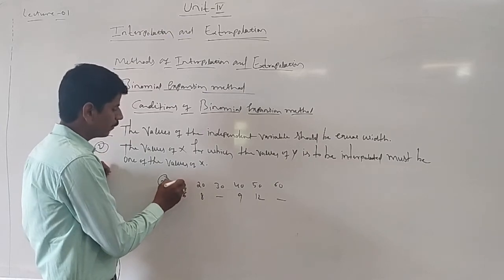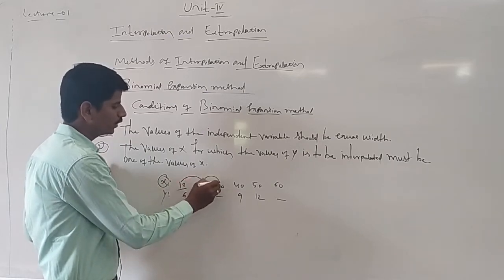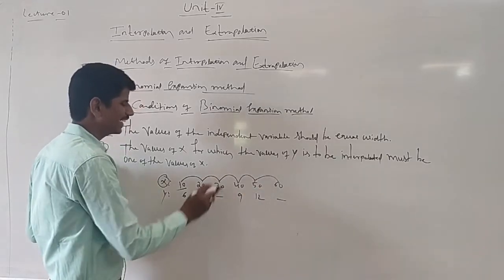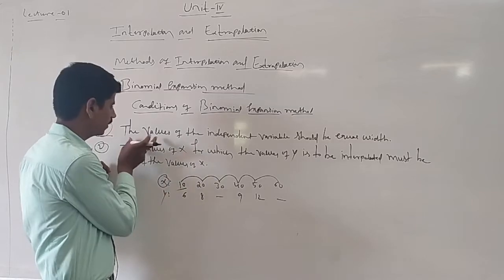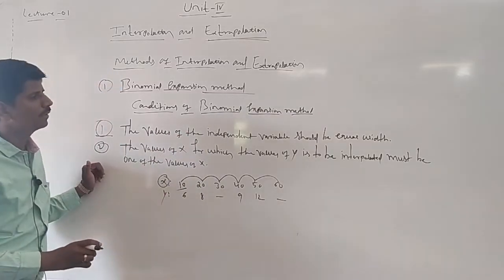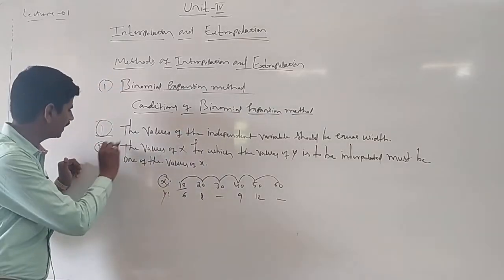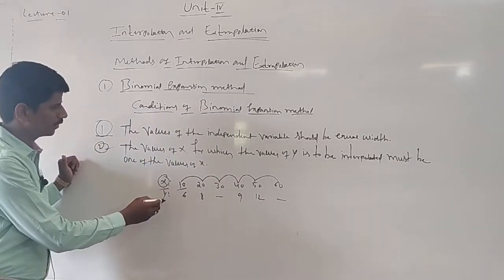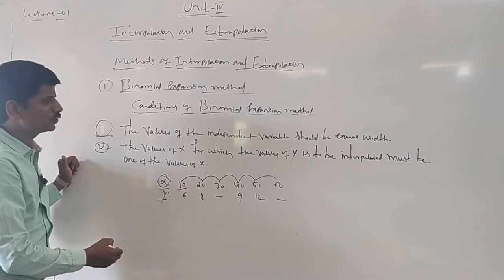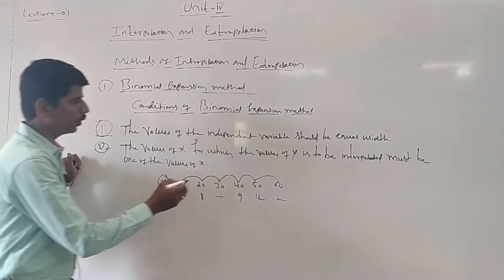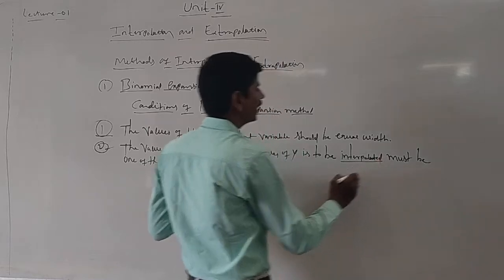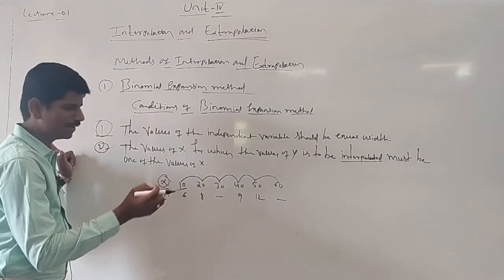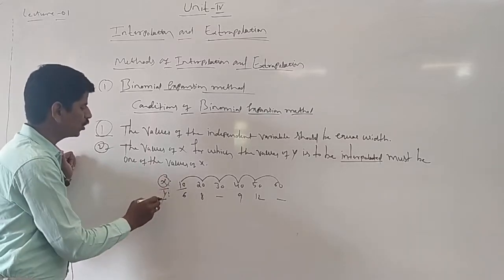The width is 10 to 20, 10; 20 to 30, 10; 30 to 40, 10; 40 to 50, 10; and 50 to 60, 10. Okay, this satisfies the first condition, that the values of the independent variable should be of equal width. Second condition, the values of x for which the values of y is to be interpolated, means estimated, must be one of the values of x.